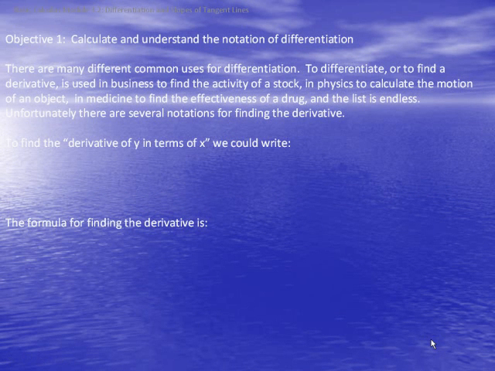There are many different common uses for differentiation. To differentiate or to find a derivative is used in business to find the activity of a stock, in physics to calculate the motion of an object, in medicine to find the effectiveness of a drug, and the list is endless. Unfortunately, there are several notations for finding a derivative.